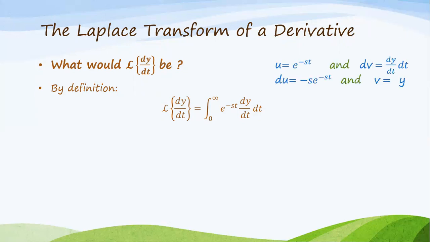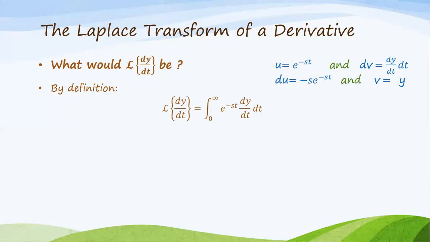We can do that improper integral using the technique of parts. Let's let u be e to the minus st, so that du is minus s e to the minus st dt. Let's let dv be our dy/dt times dt piece. With that, its antiderivative would just be the function y.